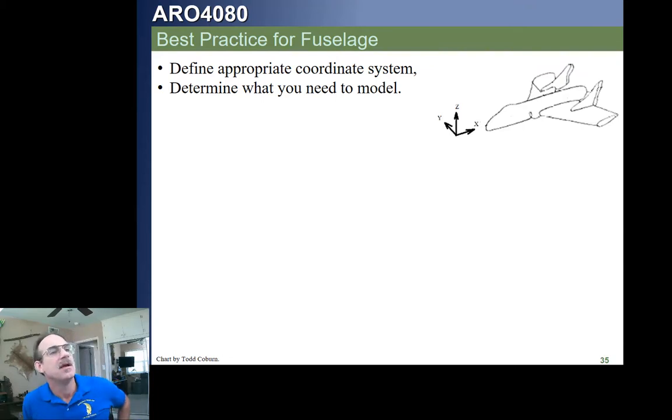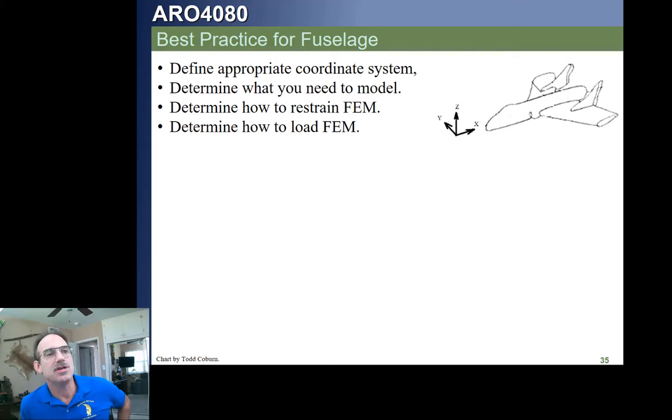Okay? So you're going to make your model, you're going to constrain your final model. Usually we wouldn't do an entire aircraft, that's kind of hard to constrain. We'll do pieces of the aircraft usually and then put them together, okay?